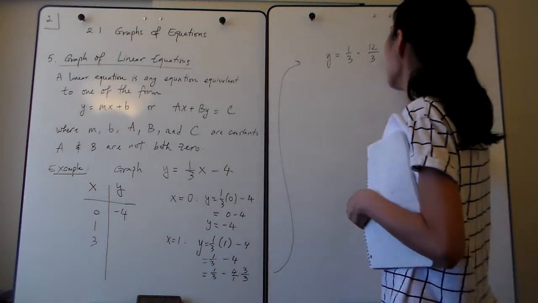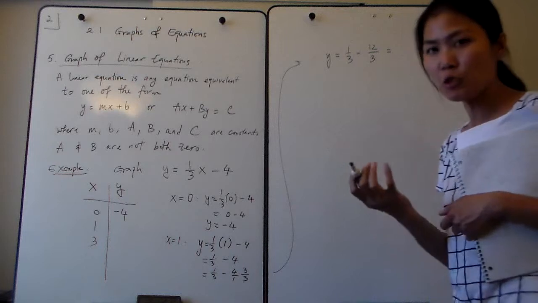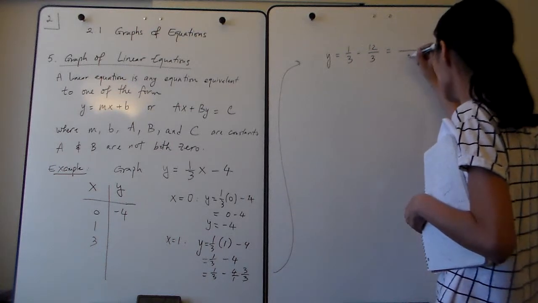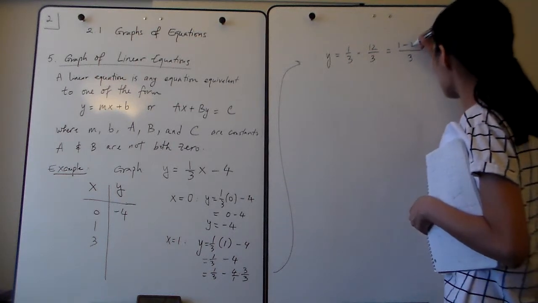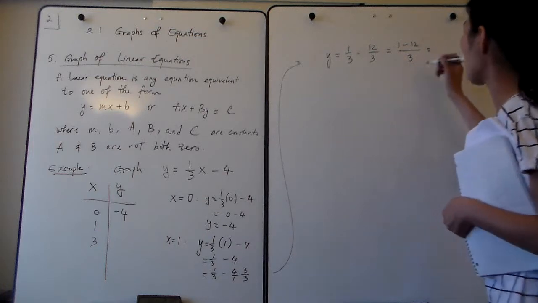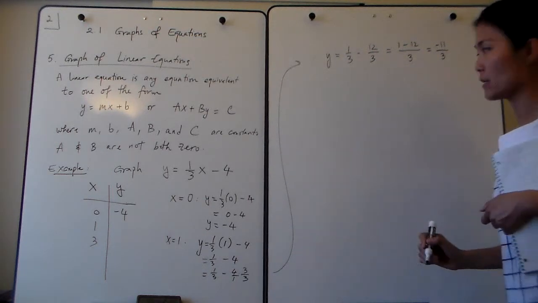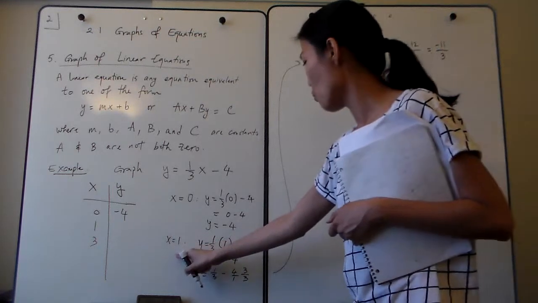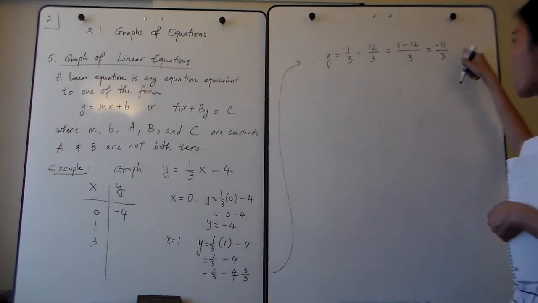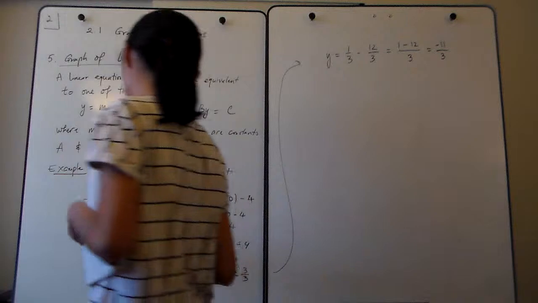Okay, same denominator, you can combine the two fractions now. Same denominator, 1 subtract 12. So 1 subtract 12 is -11 divided by 3. Okay, so when x equals 1, you get -11 divided by 3.